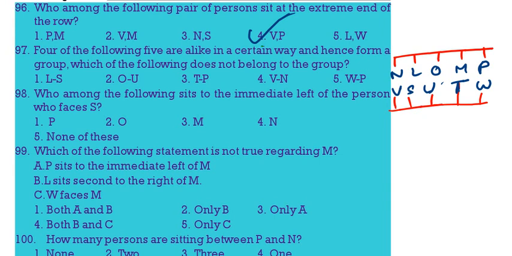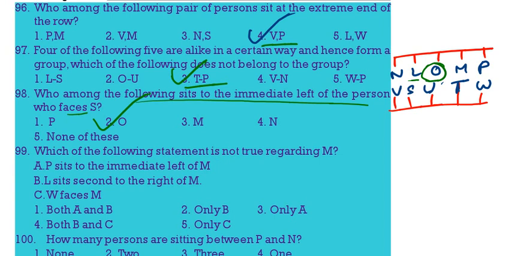Fourth one. Four of the following are alike in a certain way and hence which is the one that does not? L opposite S, O opposite U, T opposite is not P. So, T opposite is not P. Which of the following sits to the immediate left of the person who faces S? Who faces S? L. L immediate right, that is O.